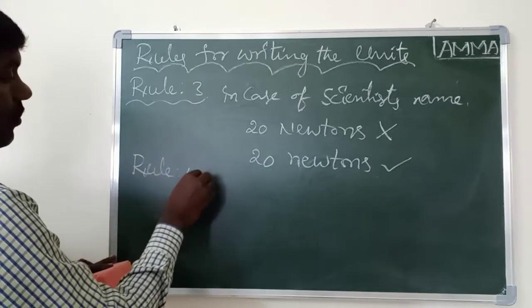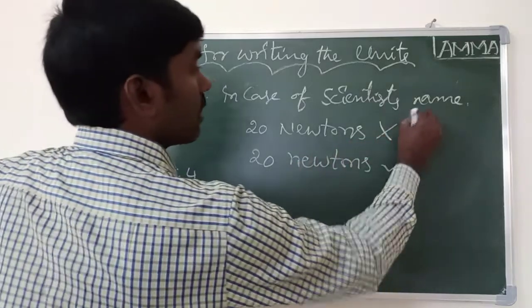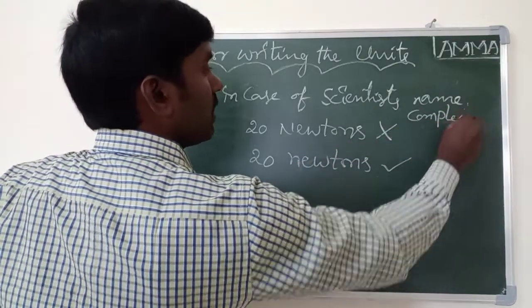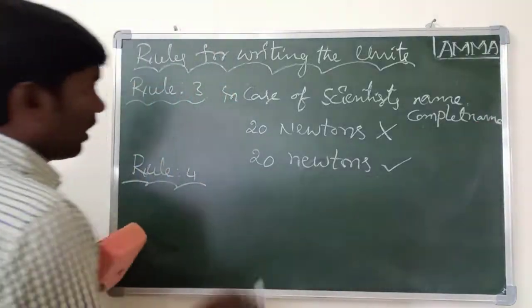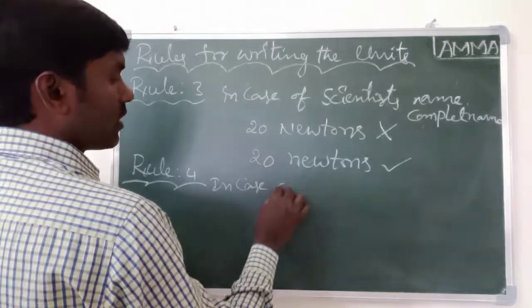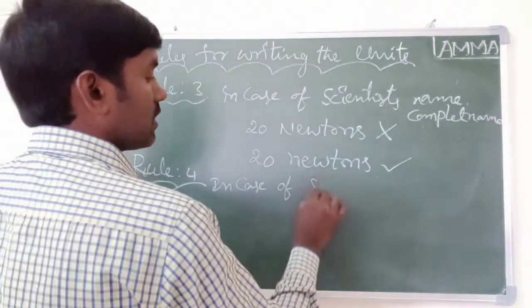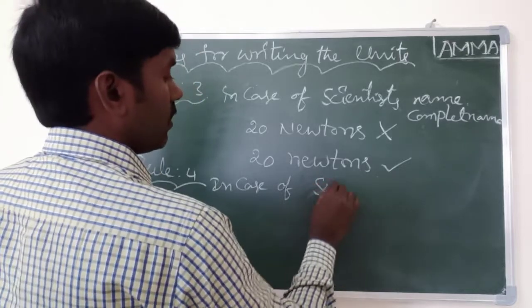Rule number 4. This is a complete name, when you represent the unit with a complete name. Now, in this case, what is rule number 4? In case of scientist names, a symbol of scientist name.